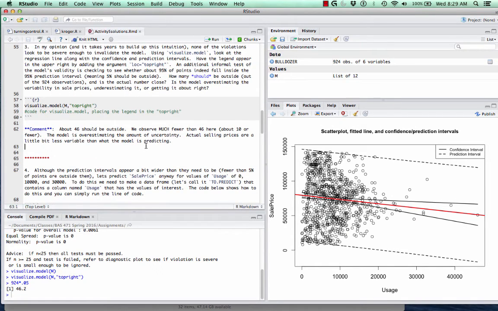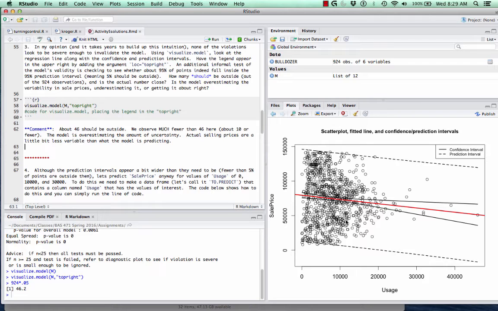And that's not really a bad thing. Our model's a little bit conservative in this case. By design, there's a 95% chance that the point should be inside the 95% prediction interval. And it looks like in this case, we're doing a little bit better. There's about a 99% chance that they're inside those intervals.